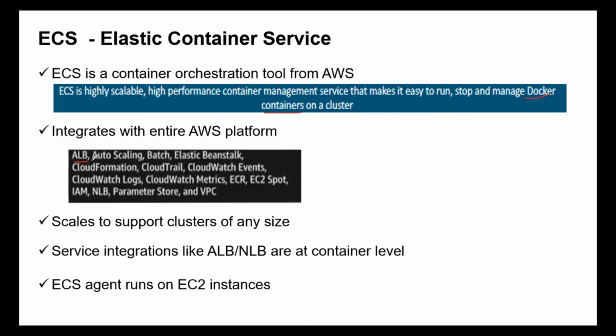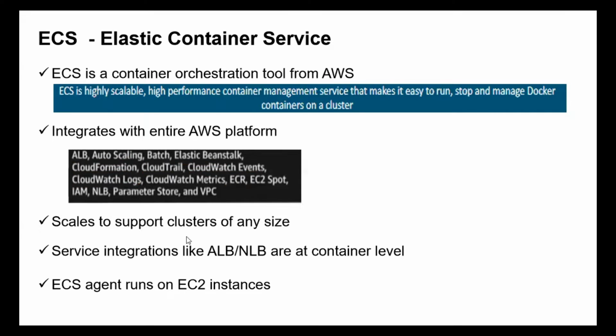You can see that ECS integrates with a multitude of AWS services. It integrates with Application Load Balancer, Auto Scaling, the AWS Batch service, Elastic Beanstalk, CloudFormation, CloudTrail, CloudWatch Events. If you want to get notifications about your container performance and container related events via CloudWatch, you can integrate ECS with CloudWatch as well. You can integrate the logs with CloudWatch Logs and CloudWatch metrics. It also integrates with ECR, the Elastic Container Registry, the registry to store the images. It also integrates with EC2 Spot Instances, IAM, NLB, Parameter Store, and VPC.